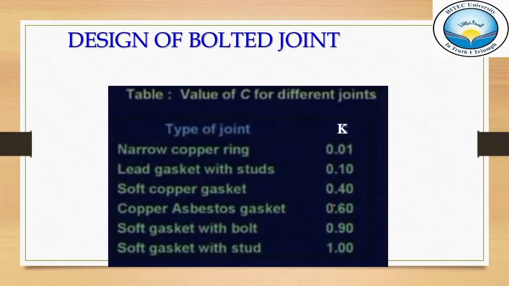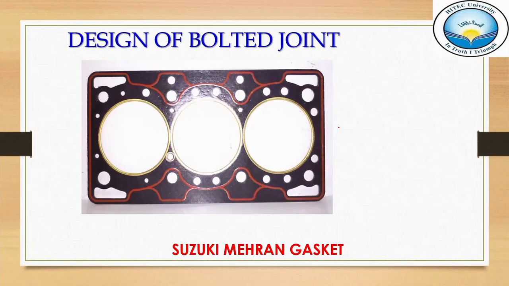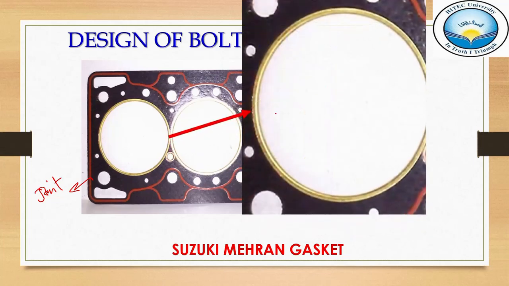Now this joint material could range from very hard metals to very soft asbestos sheets. In the case of, let's say, a narrow copper ring, just to give you an idea, this is the Suzuki Mehran gasket. This is also the joint used to connect the cylinder block and the head of the engine. And if you look at the design, this is a narrow copper ring around the cylinder lining.